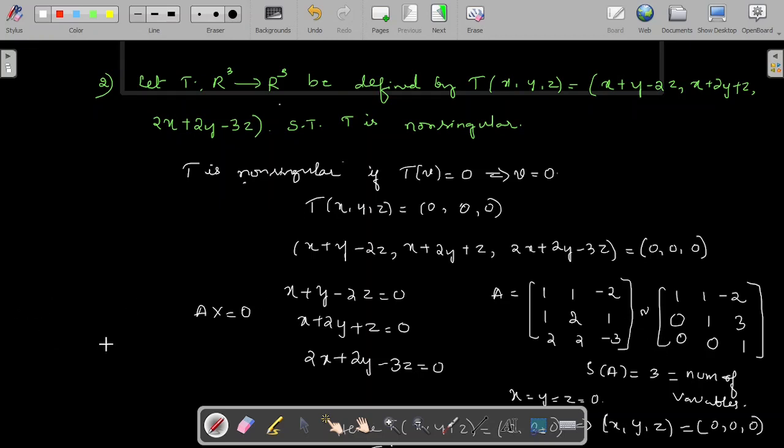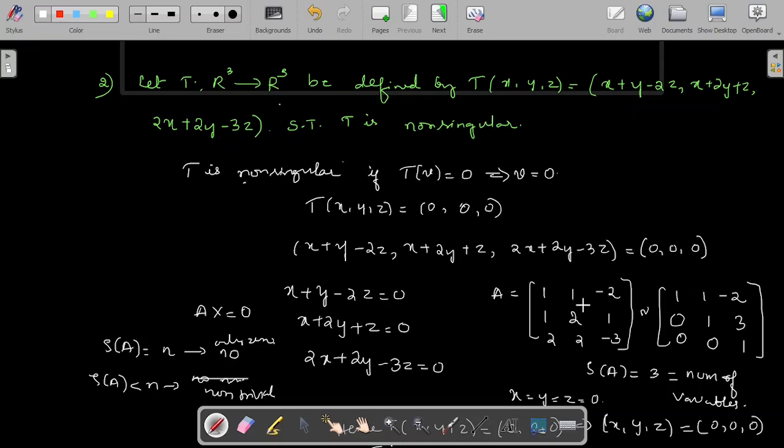And we know that if the rank of A equals the number of variables, then there does not exist any non-trivial solution. If the rank of A is less than the number of variables, then there exists a non-trivial solution. Non-trivial solution means a solution other than the zero solution. So in this case, no non-trivial solution, only the zero solution. If it is less than the number of variables, then there exists a solution other than the zero solution.